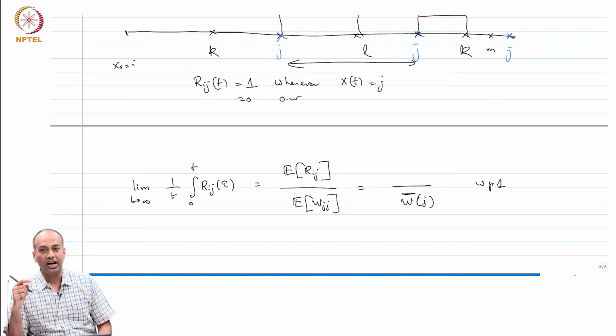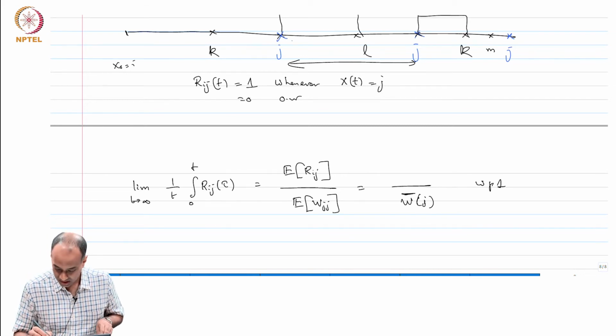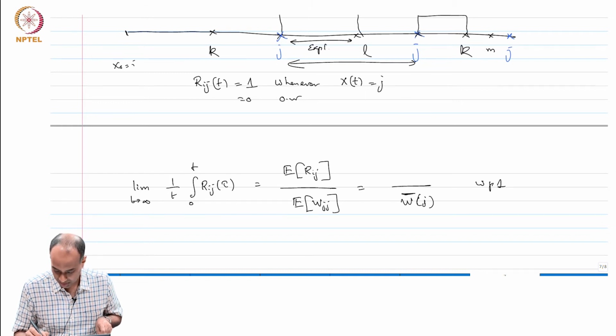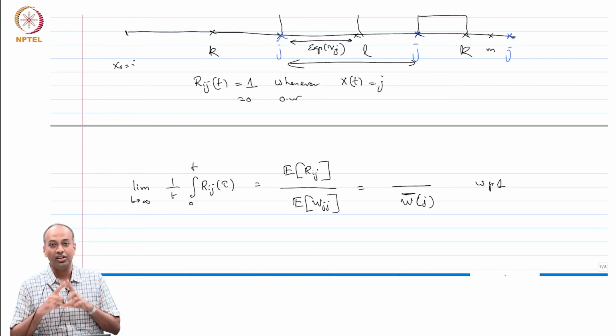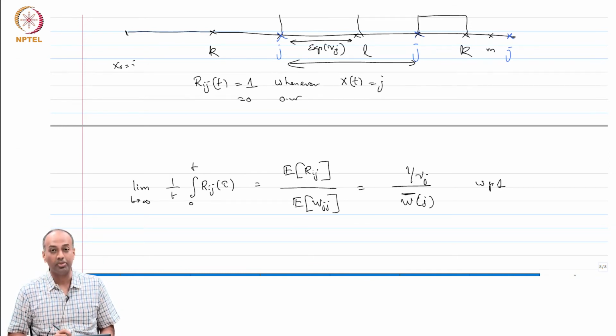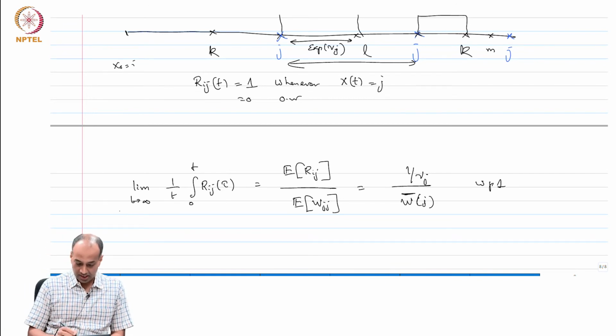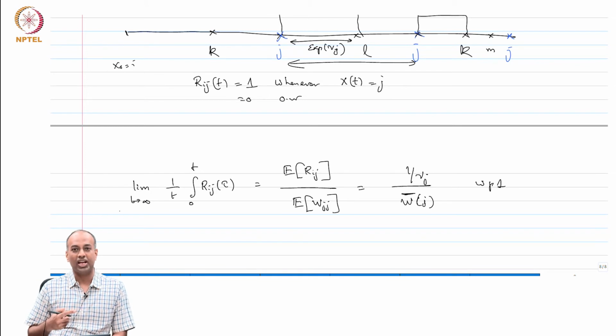And what is expected Rij? What is the expected reward in one renewal interval? What is the expected time spent in state j? Remember that this interval is exponential with parameter nu j. So the expected reward is simply 1 over nu j, because that is the expected value of that exponential. So the LHS is the average fraction of time spent by the CTMC in state j, starting in state i.